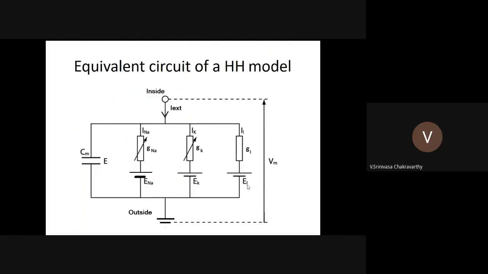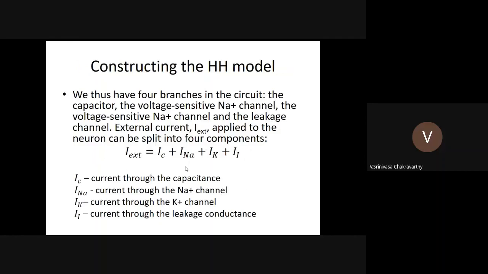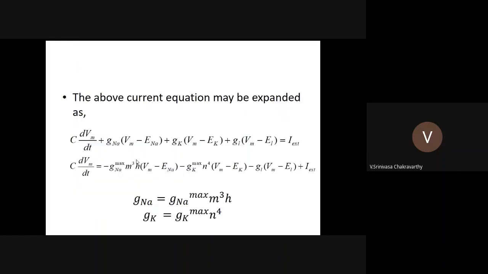With this, we're all set to define the entire Hodgkin-Huxley model. Go back to the circuit. You have capacitance and 3 conductances with their series batteries. The 4 currents add up to I external, and we have written this already like this: C dV/dt plus GNa into (Vm minus ENa) plus GK into (Vm minus EK) plus GL into (Vm minus EL) is equal to I external.